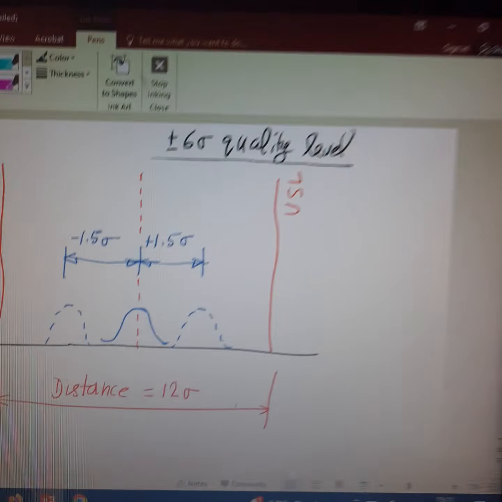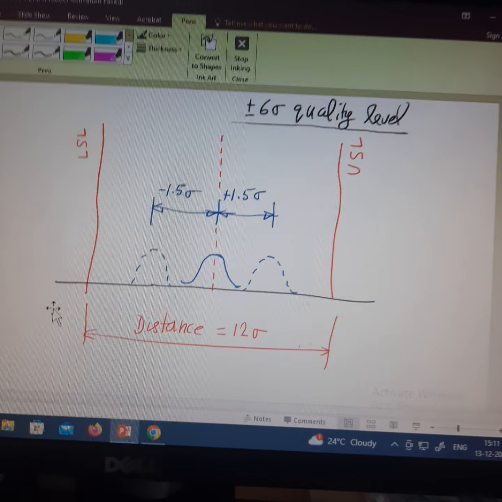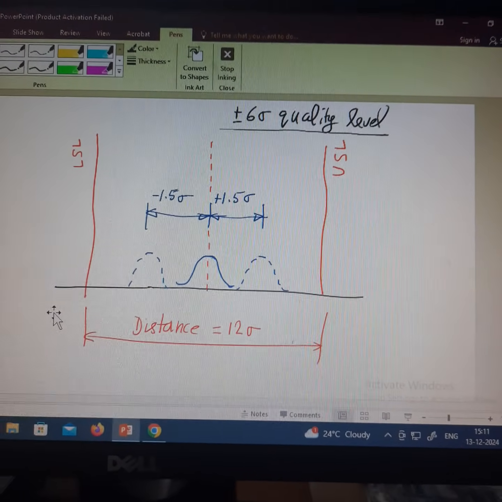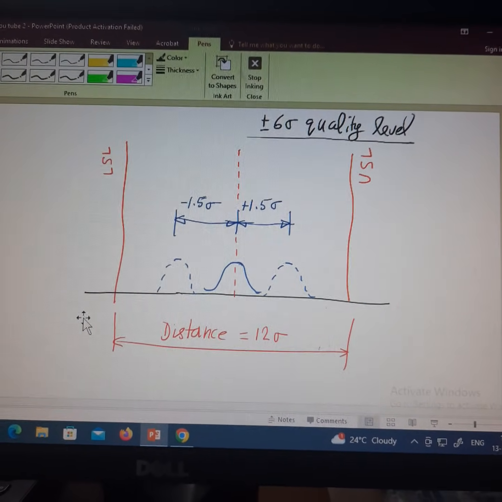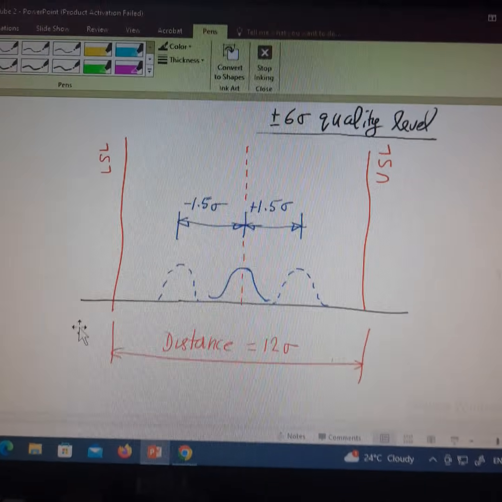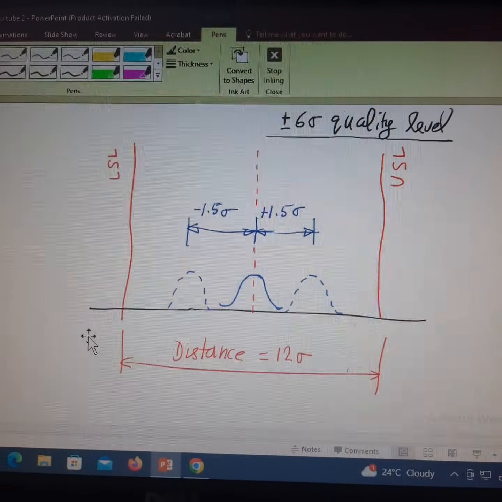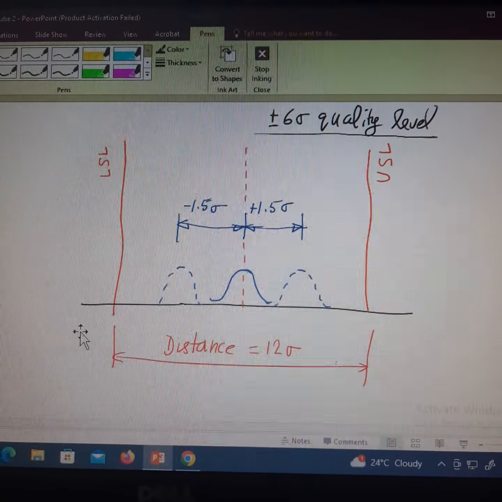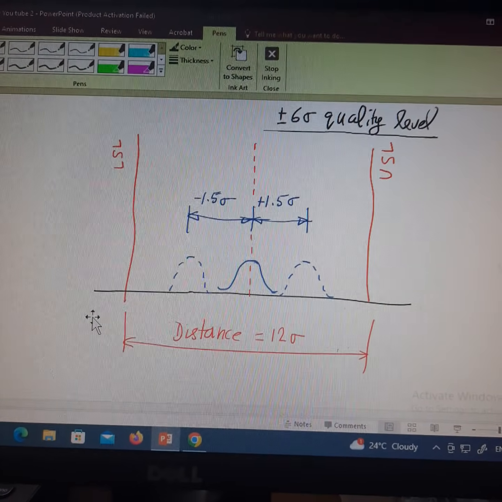Next we will discuss the plus or minus 6 sigma quality level. If you want to maintain plus or minus 6 sigma quality level for a process, you can expect a ppm defect of 3.4 parts per million. So this is graphically represented here.